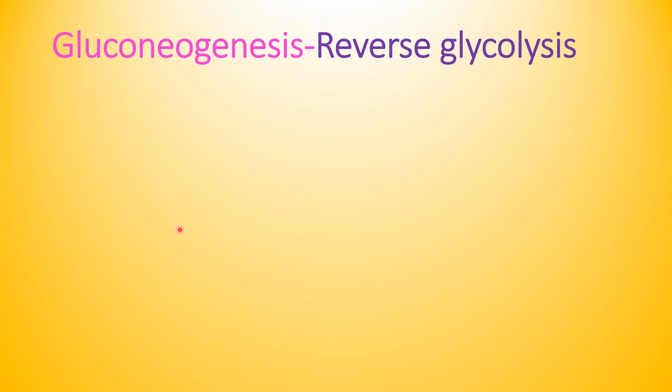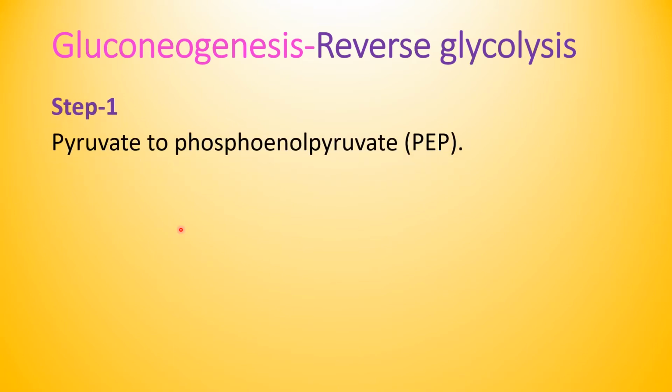Gluconeogenesis or reverse glycolysis. The first step in gluconeogenesis is the conversion of pyruvate into phosphoenol pyruvate. Just keep in mind, even if there is a lactate, that should first be converted into pyruvate. Glucose cannot be produced from pyruvate by a simple reversal of glycolytic pathways, because there are three irreversible reactions. The first is conversion of pyruvate to phosphoenol pyruvate, then fructose 1,6 bisphosphate into fructose 6 phosphate, and third one is glucose 6 phosphate to glucose. So these are the three irreversible reactions.